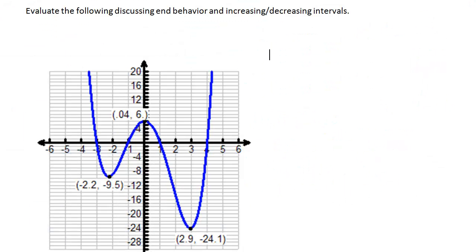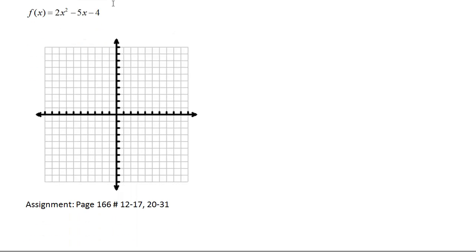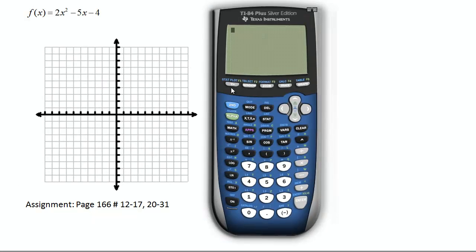Take a look at one more. Okay, let's take a look at this problem. We'll go ahead and pull this up and graph it in the calculator. So I have 2x squared minus 5x minus 4. And we'll go ahead and graph that. We get this quadratic. Go ahead and plot some of these values.